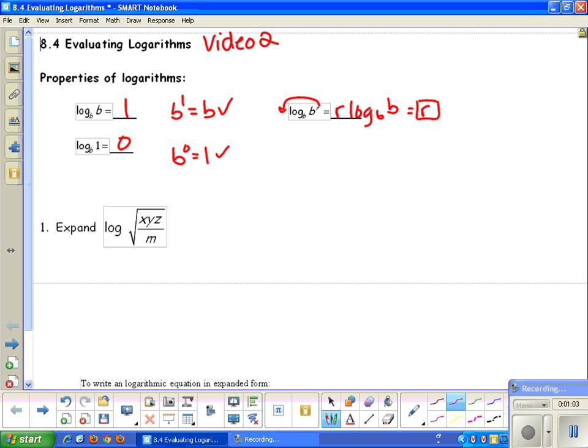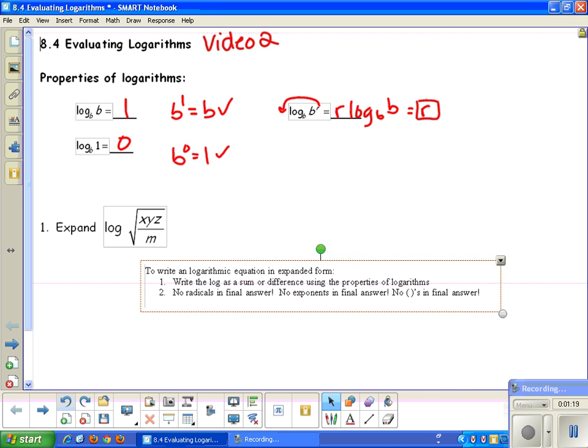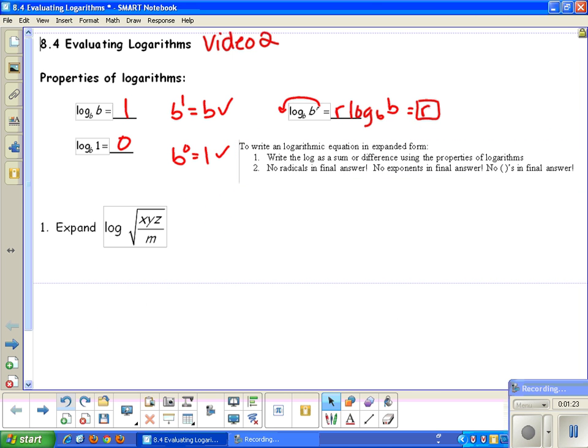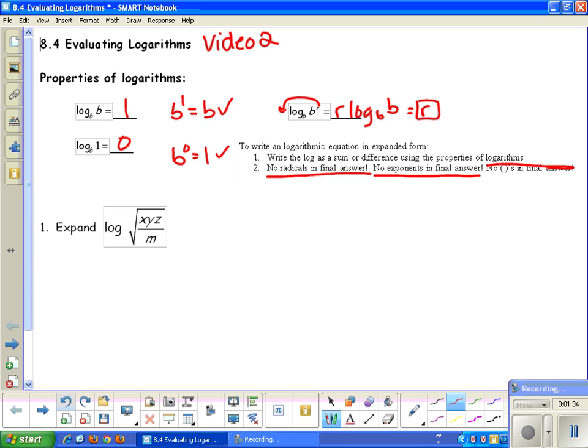Now let's go back and do some expanding like we did yesterday. So I would take a minute to pause the video, see if you can do this problem on your own, and then unpause it and see if you get the correct answer. So recall that to write a logarithm equation in expanded form, remember we talked about this the other day, you're going to write the log as the sum or difference using the properties of logarithms. And also remember that we don't want any radicals in the final answer and no exponents in the final answer. And don't worry about this part right here.